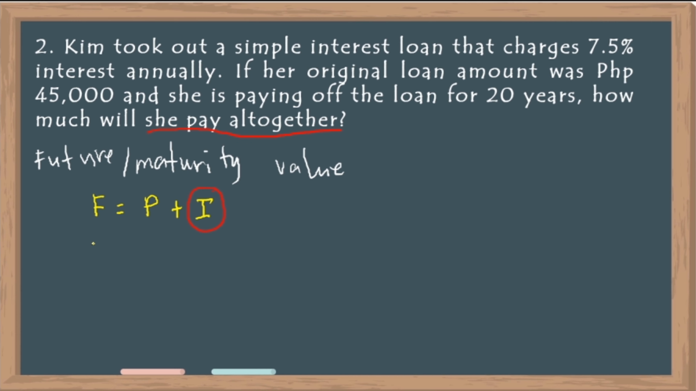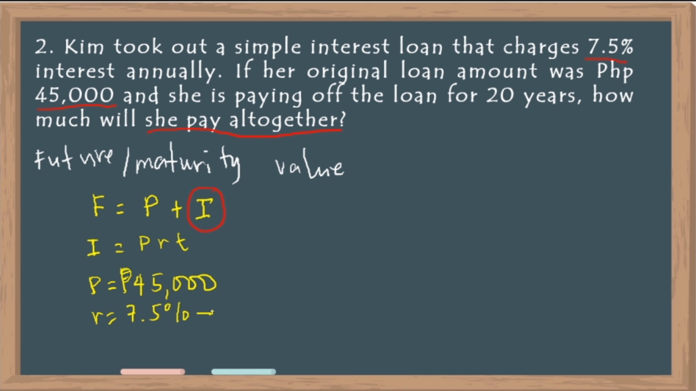So, balik tayo sa formula ng interest, which is PRT. What is our principal amount? Yung original amount. Okay, ito yon. The original loan is 45,000 pesos. So, our P, 45,000 pesos. Okay? Then, our rate. So, of course, yung may percent, that is our rate. Ito yon. 7.5%.